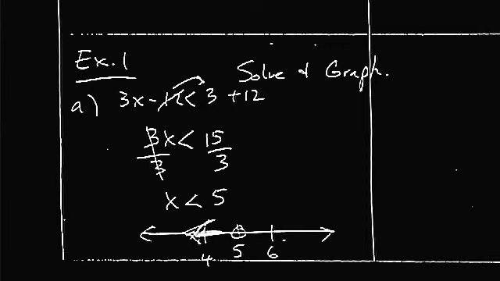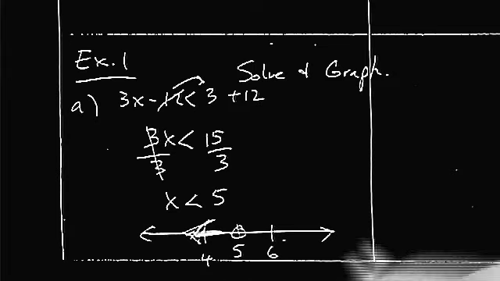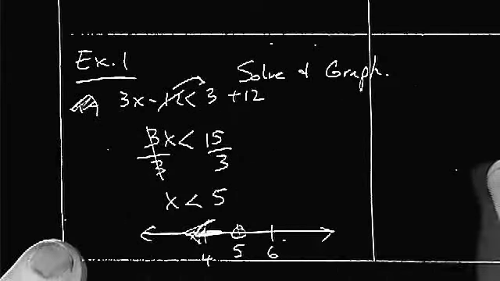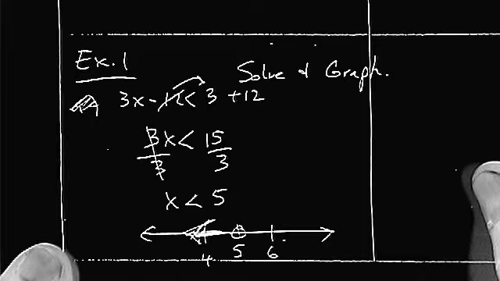We'll have some questions like that where we have to do some solving, and then you have to decide whether you're going to have an open circle or a closed circle, and we're not going to end up doing B, so I'm thinking those are pretty straightforward. So we'll jump to example 2. Once again, solve and graph.